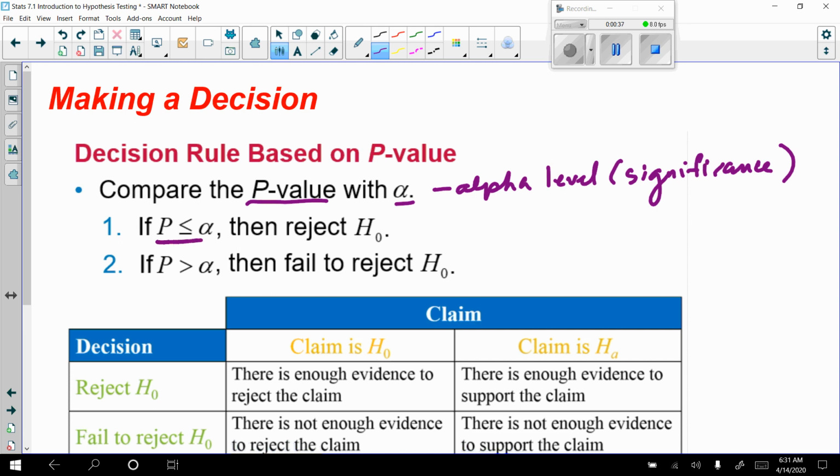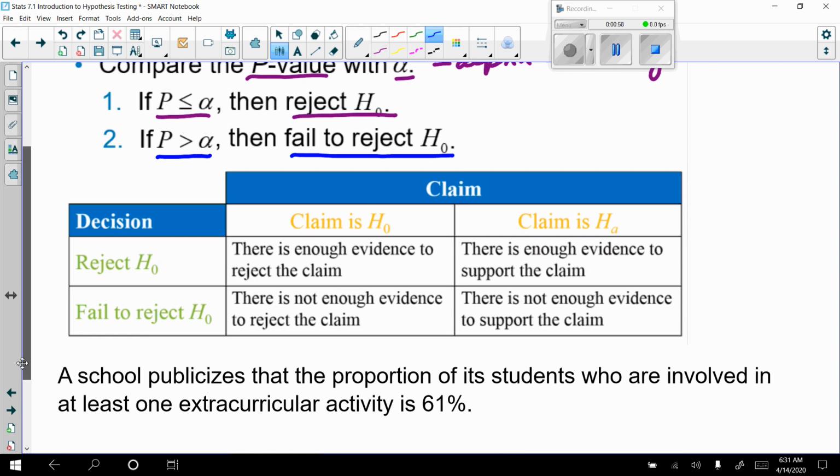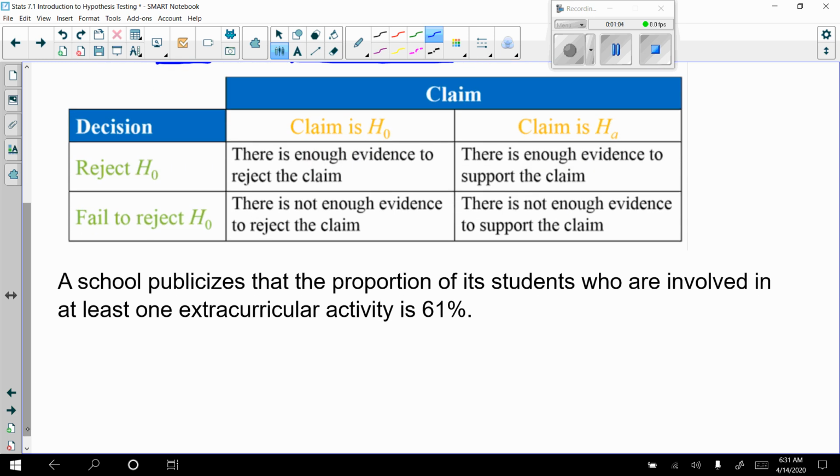If the p-value is less than or equal to alpha, that means you reject the null hypothesis. That means there is enough evidence to show that something unusual is going on. If your p-value is greater than alpha, then you fail to reject. There's nothing unusual going on. This table just kind of summarizes that. Let's put it into practice with this school.